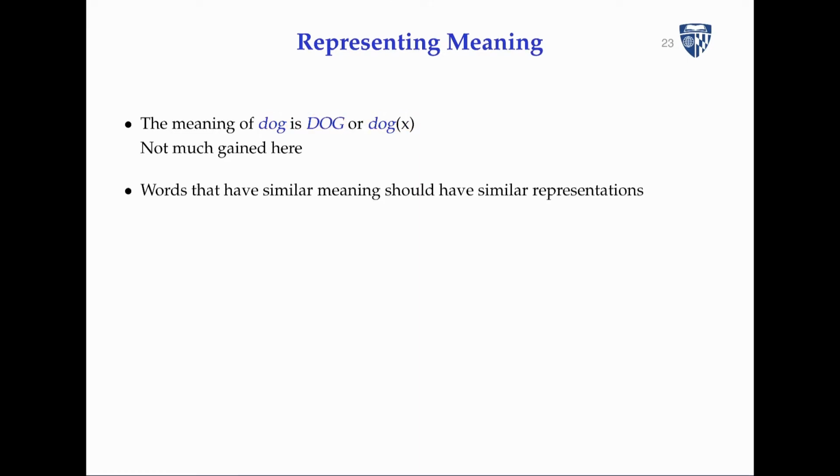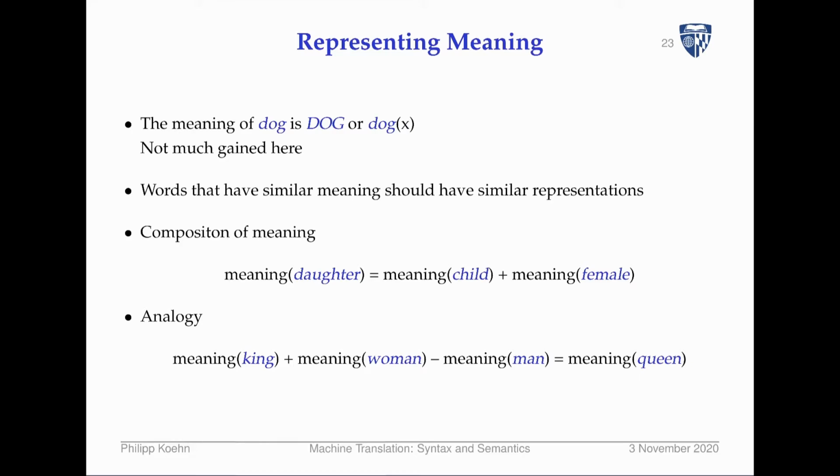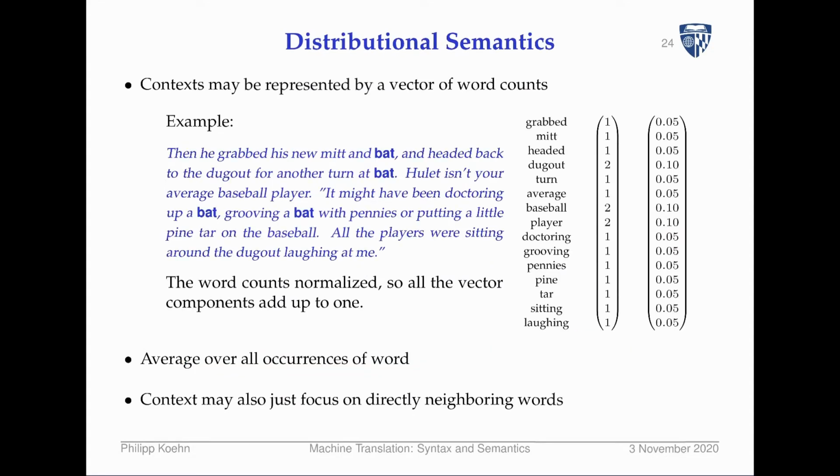What we would like to have is that words that have similar meaning should also have similar representations. And we also would like to do some kind of composition of meaning. So if you take the meaning of child and the meaning of female and put them together, we should get the meaning of daughter. We would like to have that kind of operations on meaning representations. Here's another classic example, or at least by now it's classic: the meaning of king plus the meaning of woman minus the meaning of man should give you the meaning of queen.